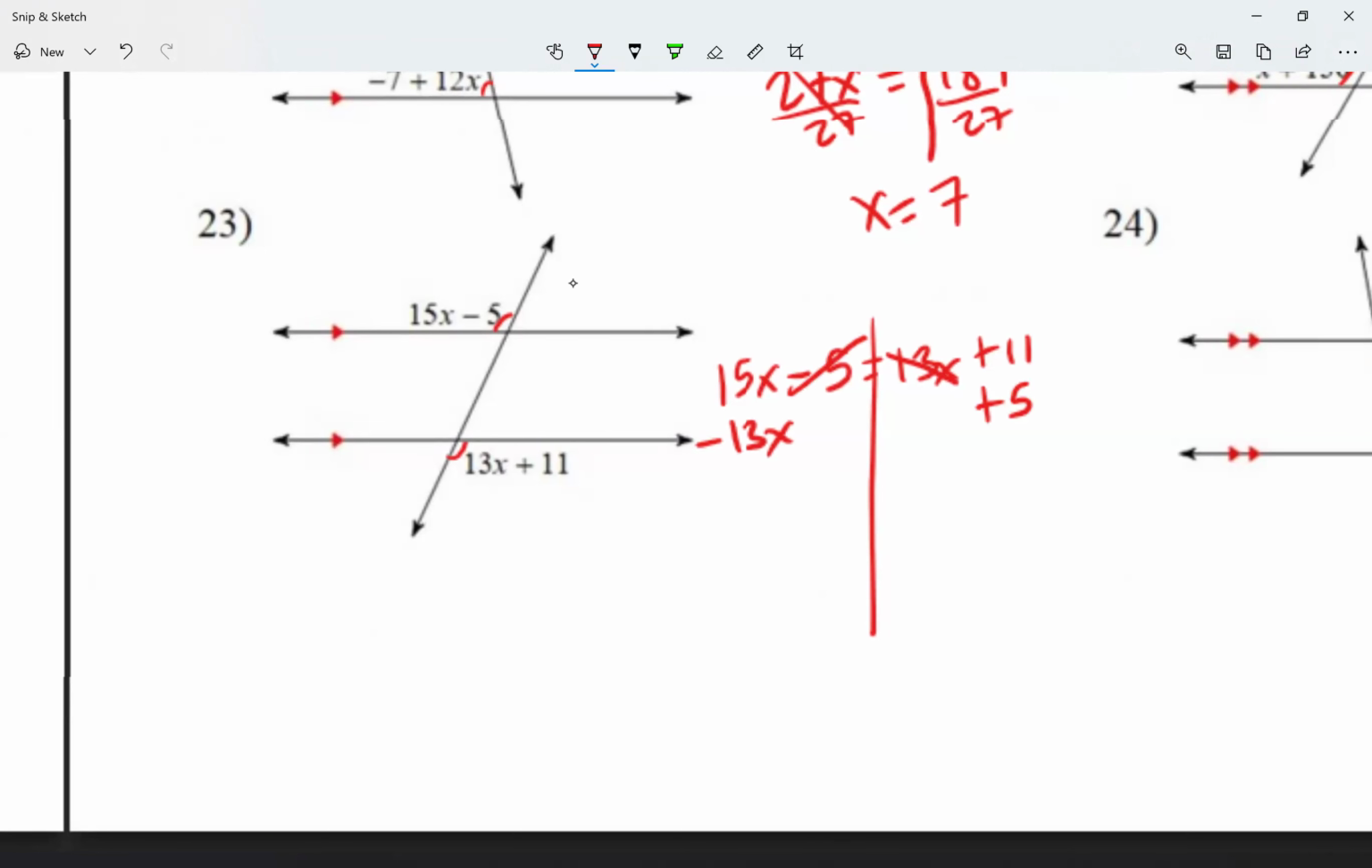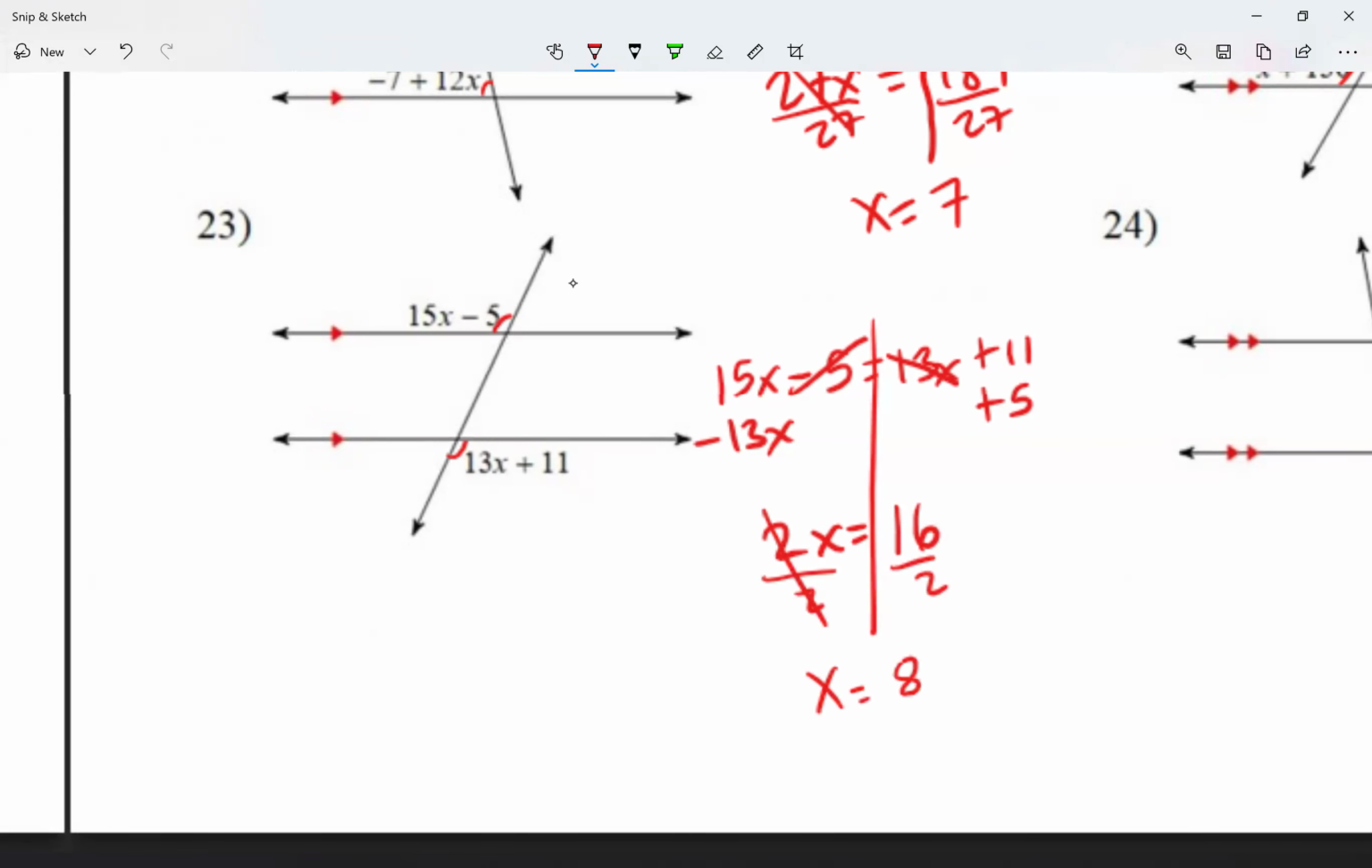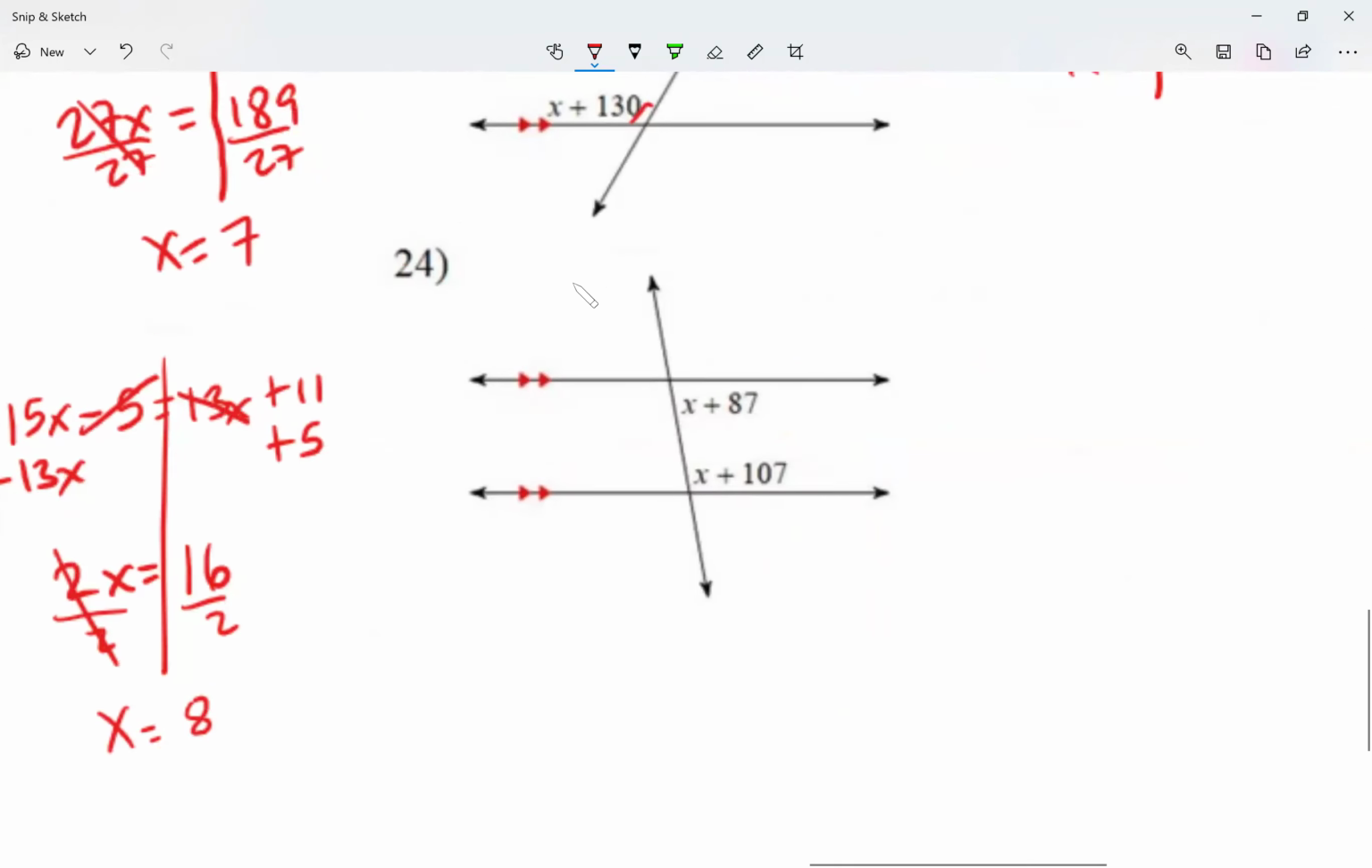Notice I moved letters to one side, in this case, the left side. And anything that did not have a letter, I move it to the other side. So letters on one side, numbers on the other. On the left side, I know 15 minus 13 is 2. So 15x minus 13x is going to be 2x. 11 plus 5 is 16. Now to get the x by itself, let me divide both sides by 2. So 1x is equal to 8, right? 16 divided by 2 is 8. There, x equals 8.